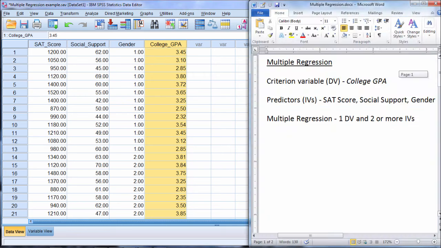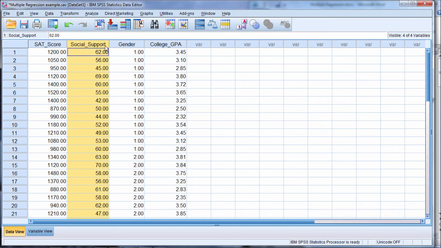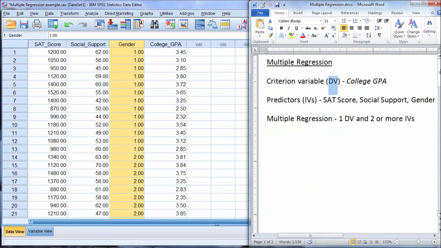And in regression, what we're trying to predict, in this case, college GPA, is known as our criterion variable. It's also known as the dependent variable. And then the variables that we're using to predict the criterion variable, SAT score, social support, and gender, those are known as our predictors or predictor variables. And we also refer to those as independent variables. And those, once again, are SAT score, social support, and gender.